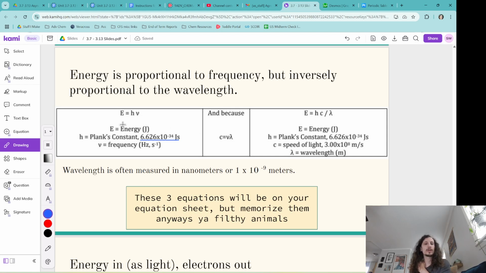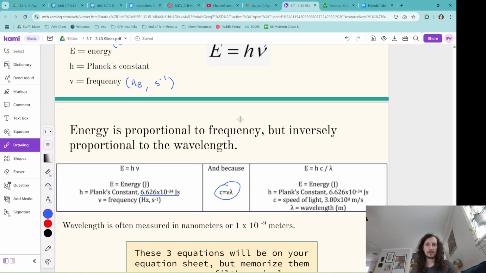So the big kahuna is E equals h nu. It tells us that the energy of light is proportional to its frequency. If my frequency is bigger, then the light is going to have more energy. If my frequency is really tiny, I'm going to have not much energy, right? So a direct relationship.